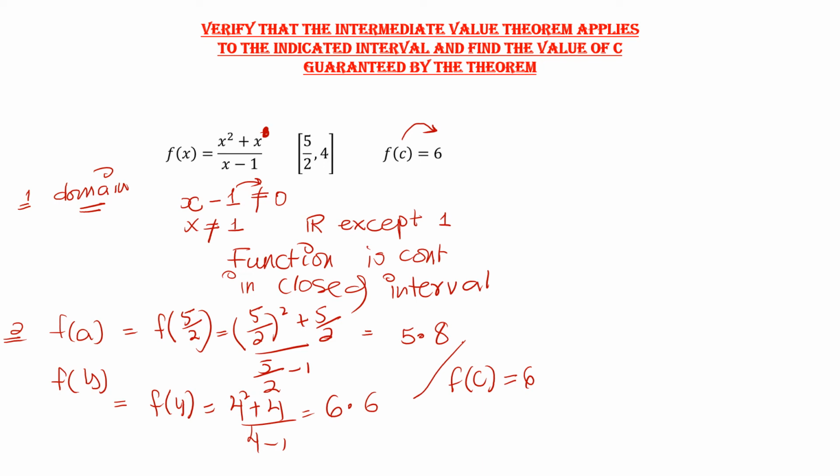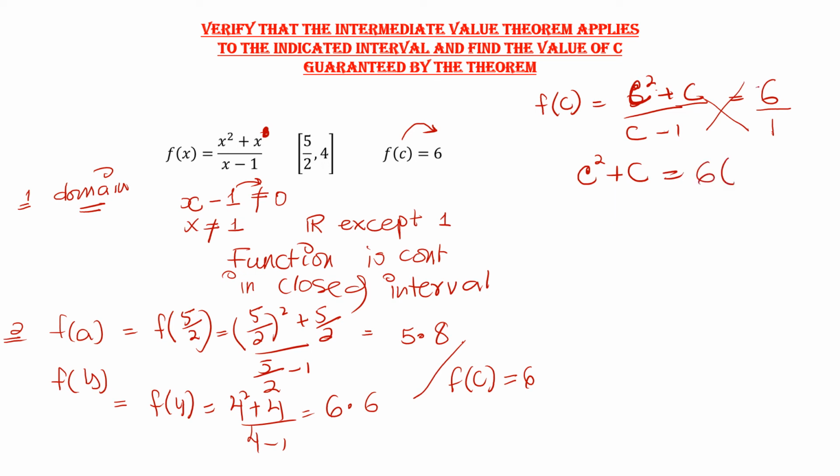Okay, now try to solve it. It means replace x by c everywhere. So you will get c squared plus c divided by c minus 1, and this whole expression, f of c, equals 6, so you will write 6 here. Since it is a rational function equal to 6, in order to solve it, use the method of cross multiplication. Anything multiplied by 1 gives the same, so c squared plus c equals 6 multiplied by the denominator, c minus 1.